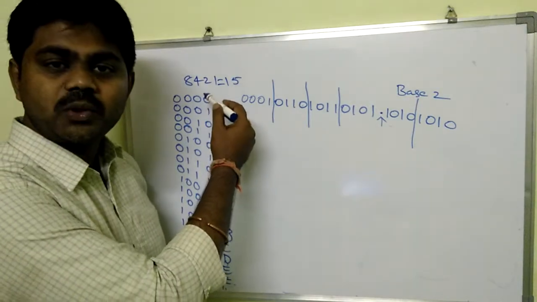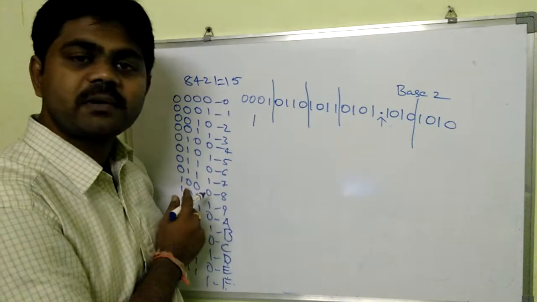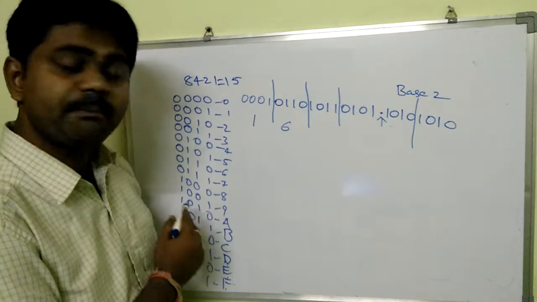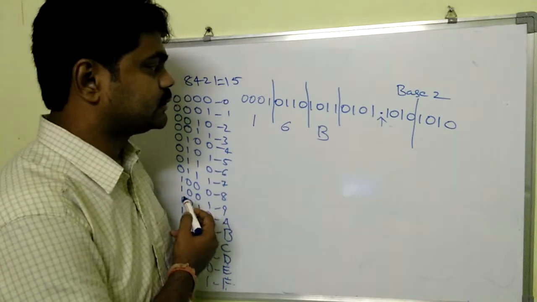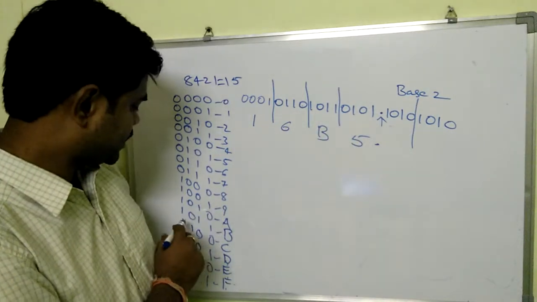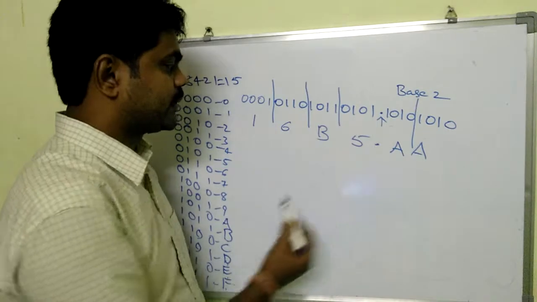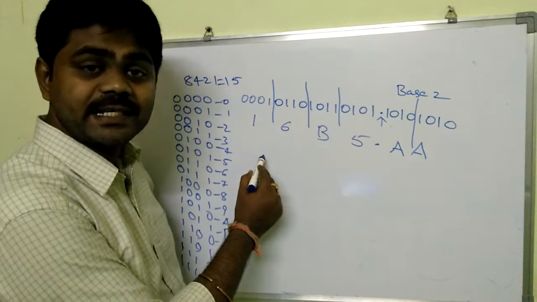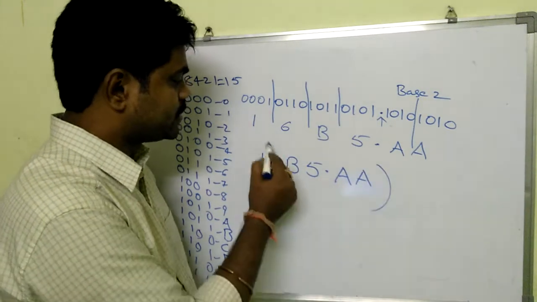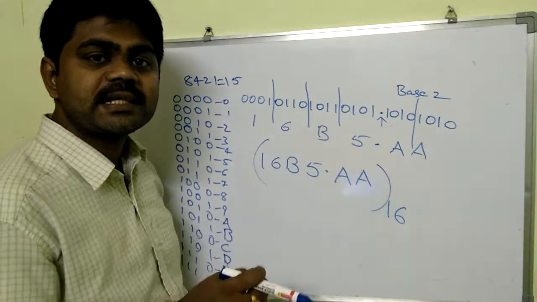I already explained how to have an 8421 code. The first number is 0001, then 0110, then 1011. What is 1011 here? B. Then 0101, which is 5, dot 1010. What is 1010 here? A. Next 1010, again A. In this manner, my final hexadecimal number is 16B5.AA to the base 16. So in this way, I convert from a binary number to a hexadecimal number.